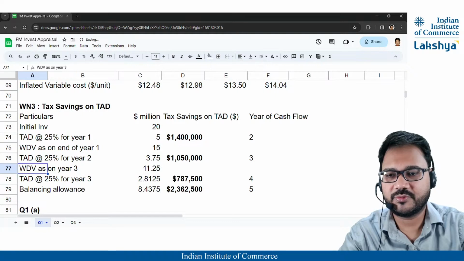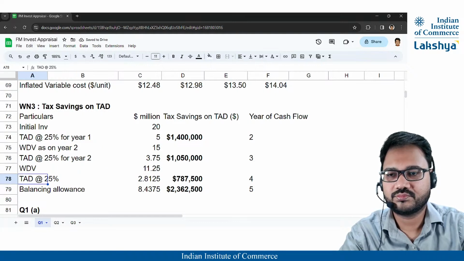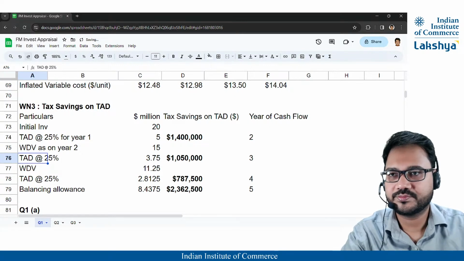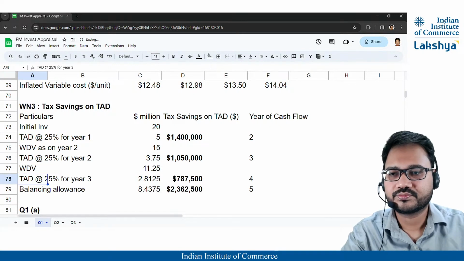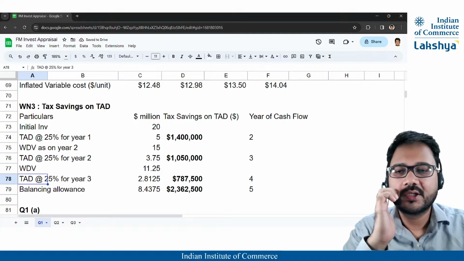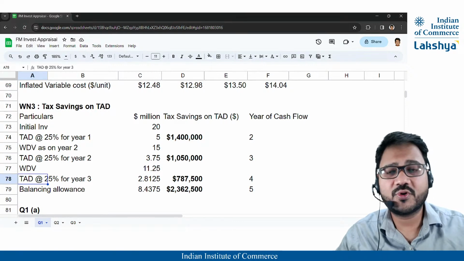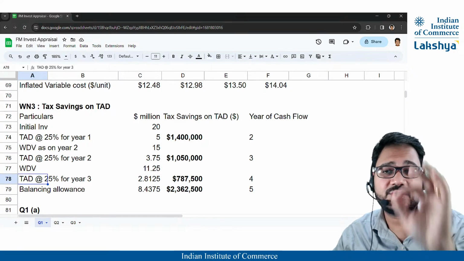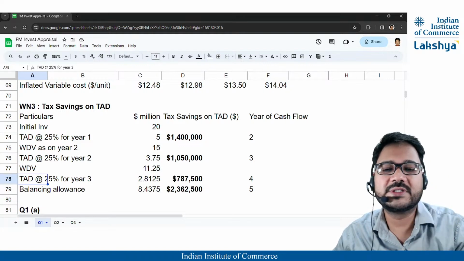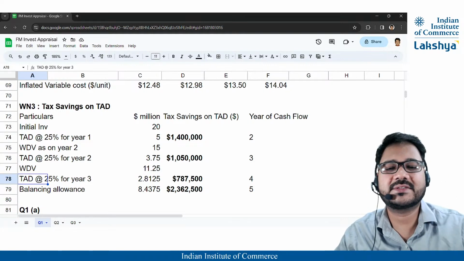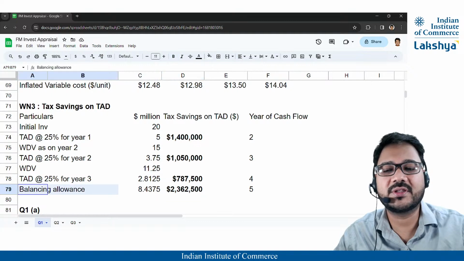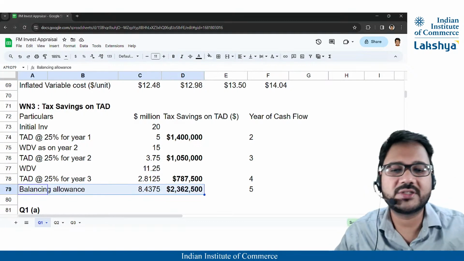Actually, that should have, right? So this is year 0, then year 1 depreciation, year 2 depreciation, year 3 depreciation. Year 4, there will not be any depreciation. Year 4, you are ending it. So you will say balancing allowance. Tax savings will be calculated on the balancing allowance. You do not have to charge depreciation.